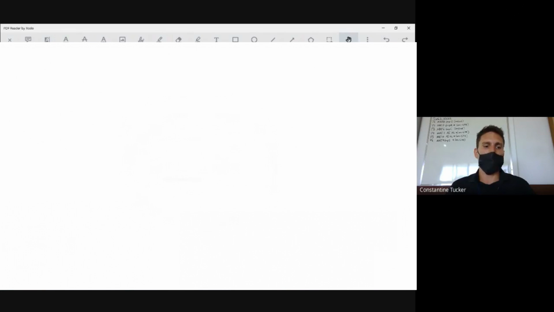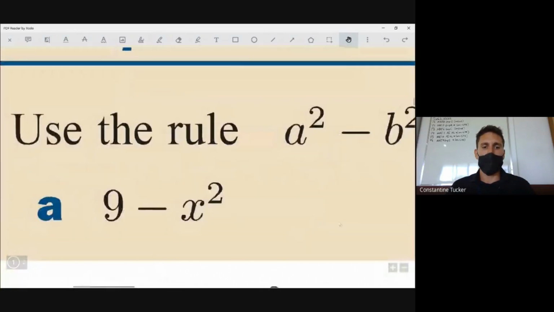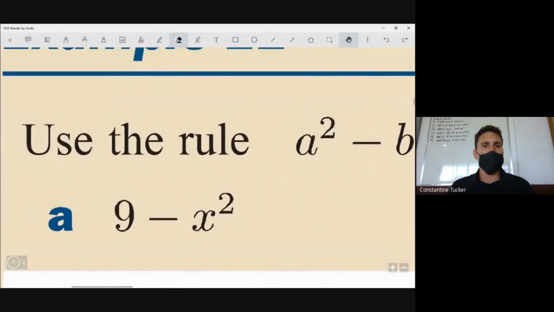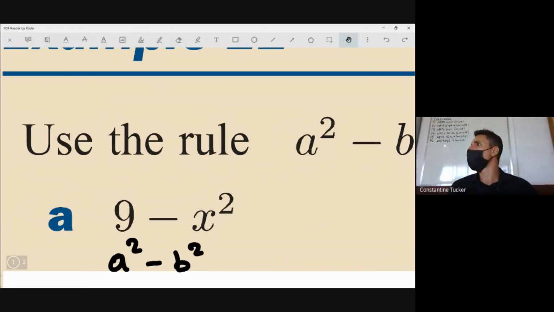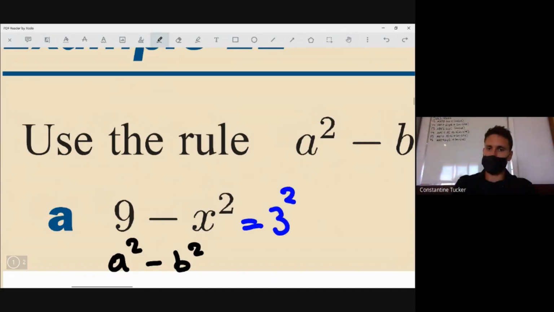Let's see how we would factorize 9 minus x squared. Firstly, the thought process would be, how could we rewrite this as a squared minus b squared? Something squared minus something else squared. Do you see how we can rewrite 9, guys? 3 squared, right? Because 3 squared gives you 9. You're not going to square the 9 because then you would be changing it. You just want to rewrite it as something squared.